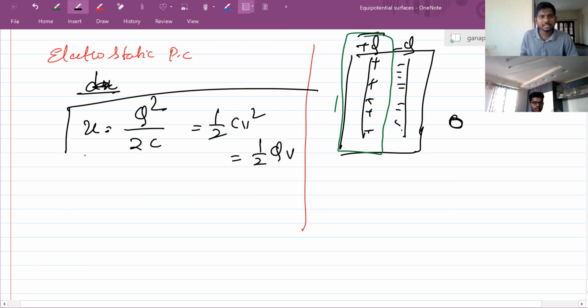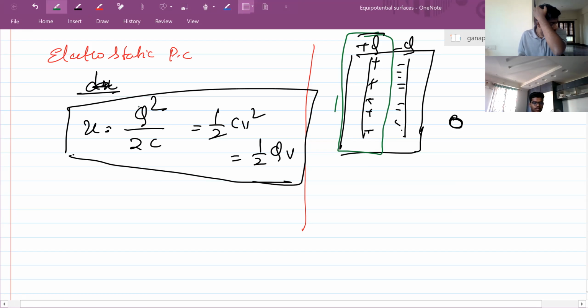When do we need to write these potential energy formulas? If a battery is connected to the capacitor, the potential difference across the capacitor will be maintained constant. At that time, you can use the formula half C V square.